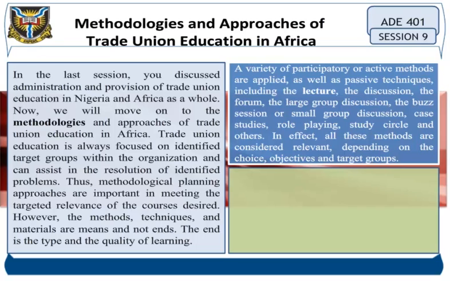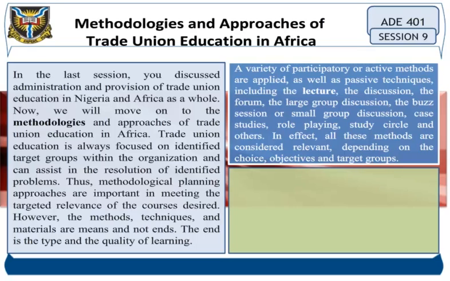In the last session, you discussed administration and provision of trade union education in Nigeria and Africa as a whole. Now, we will move on to the methodologies and approaches of trade union education in Africa. Trade union education is always focused on identified target groups within the organization and can assist in the resolution of identified problems. Thus, methodological planning approaches are important in meeting the targeted relevance of the courses desired.